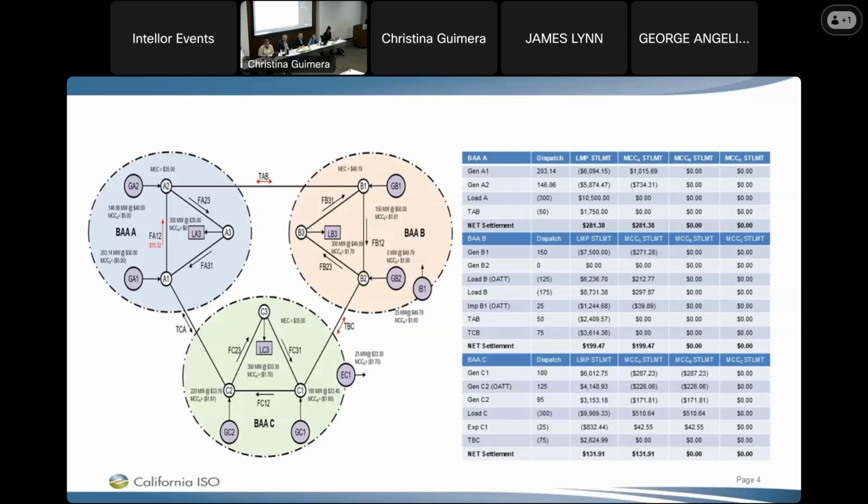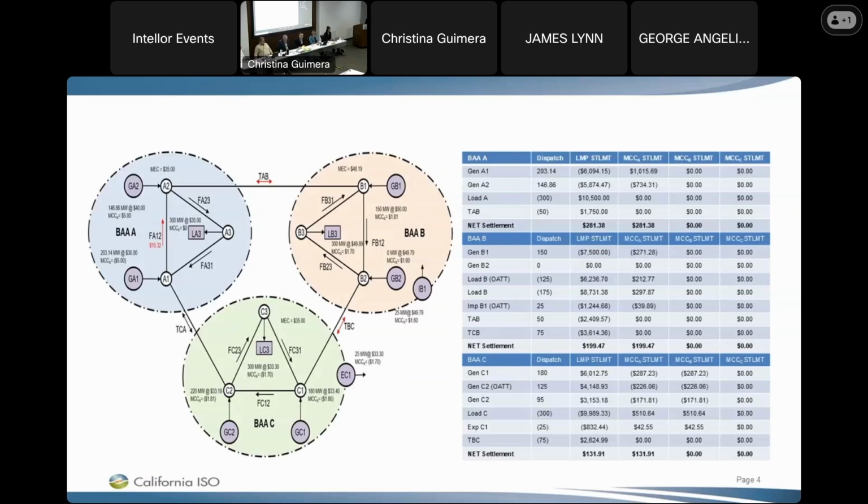It has a congestion exposure of $510.64. The export, which settled at the same pricing, had a 25 megawatt self-schedule OAT that is going to be charged $832.44 with a congestion exposure of $42.55. Now we're going to go to BAB. This is where all this energy is going.